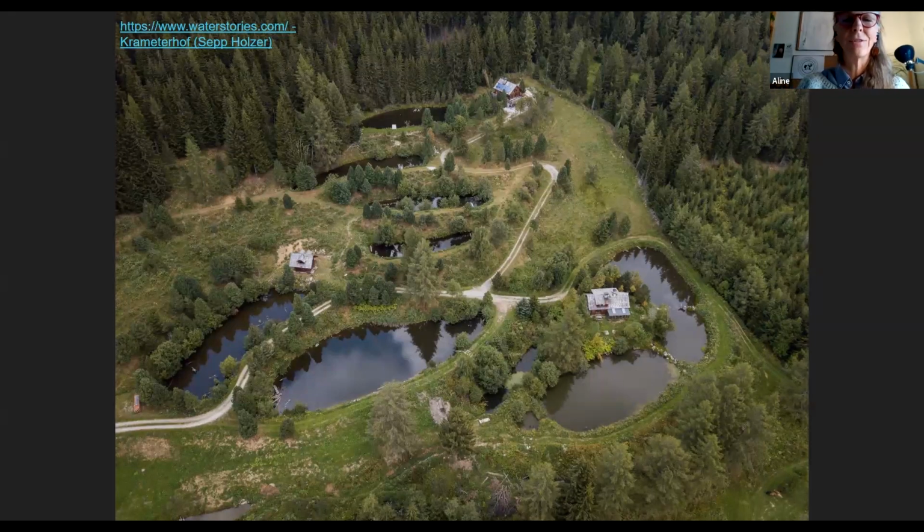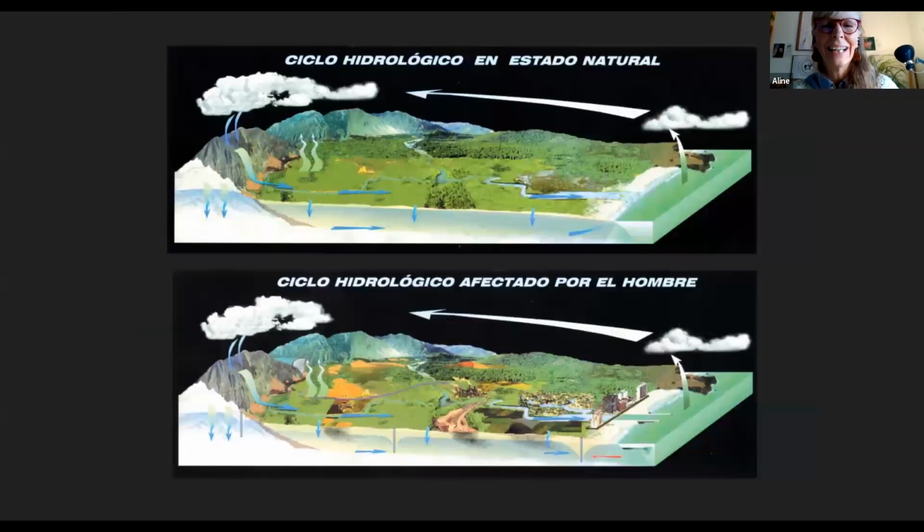This is the Krameterhof, Sepp Holzer's initial project, where he also had amazing effects and impacts on the landscape just by creating these natural ecosystems, these water bodies in the landscape, and having it move slowly in S-bends through the system, and life was appearing everywhere. So we had a look at the larger pattern of the natural hydrological cycle on the top here, and on the bottom you see some other things appear. Sorry for the Spanish.